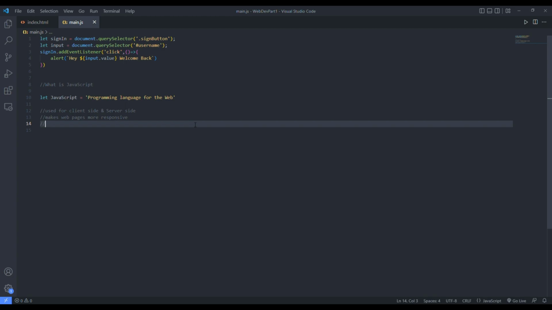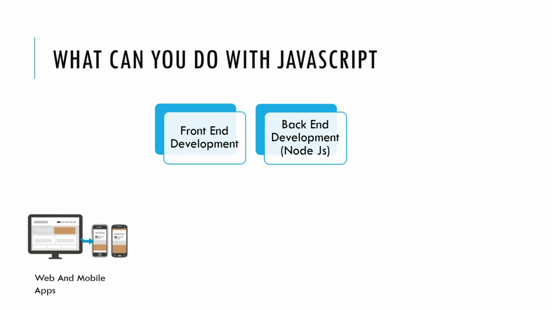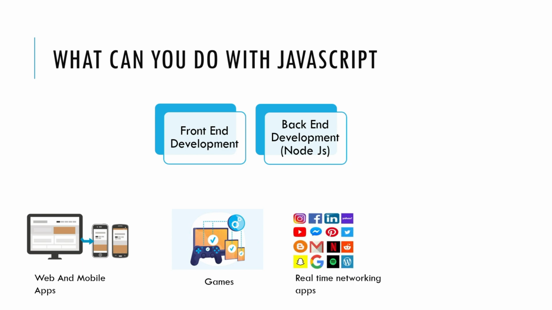But now let's get on to what you can do with JavaScript. There's a whole lot more that can be accomplished with JavaScript. The ability of JavaScript to be a front-end and a back-end language gives us the ability to create multiple types of applications. So with JavaScript, you can create web and mobile applications. You can create games. You can create real-time networking apps, etc.